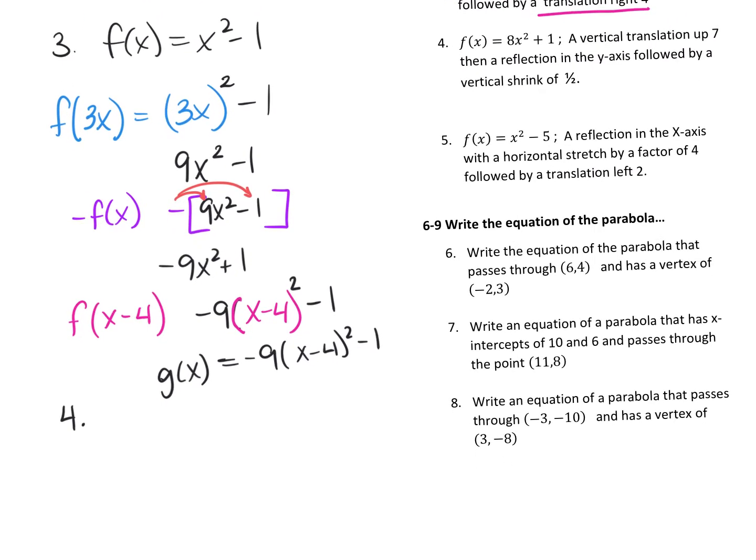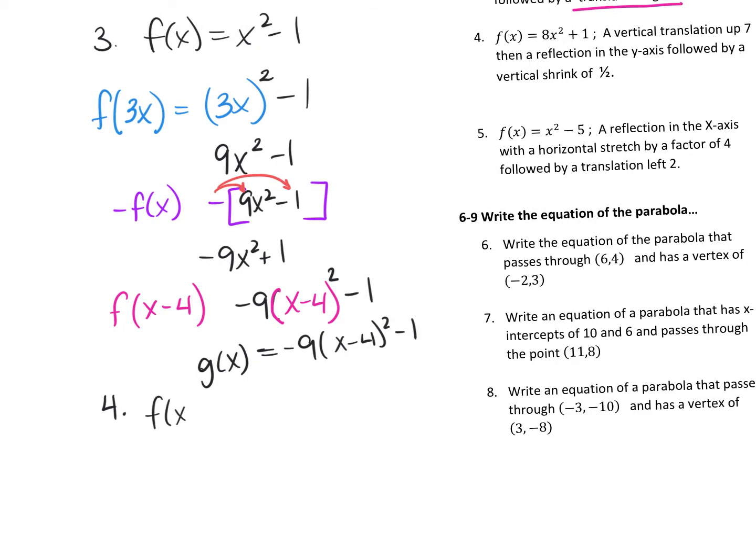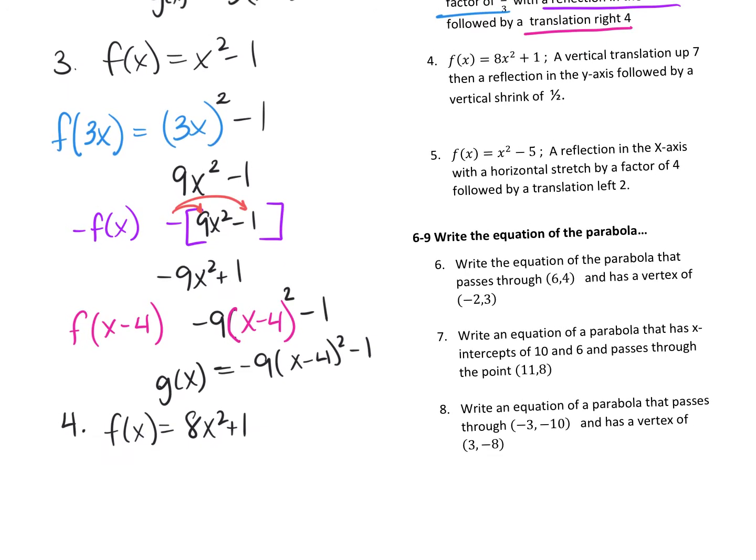Number 4. We have f of x equals 8x squared plus 1. We are first going to do a vertical translation up 7, followed by a reflection in the y-axis, followed by a vertical shrink of 1/2. So I'm going to start by a vertical translation up 7. That's f of x plus 7 on the outside. So that takes 8x squared plus 1 and adds 7 to the outside, which gives me 8x squared plus 8.